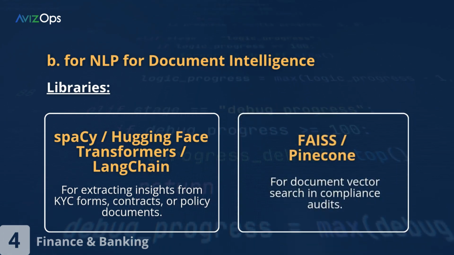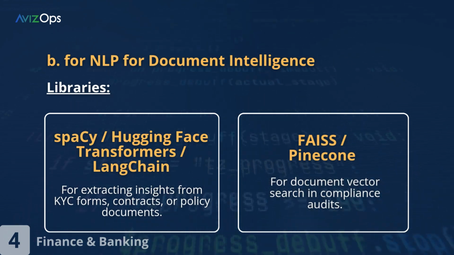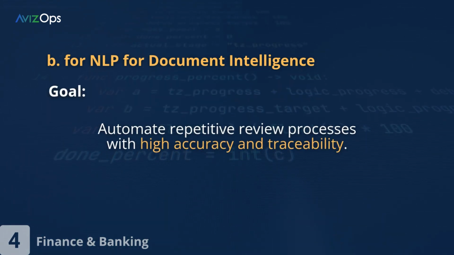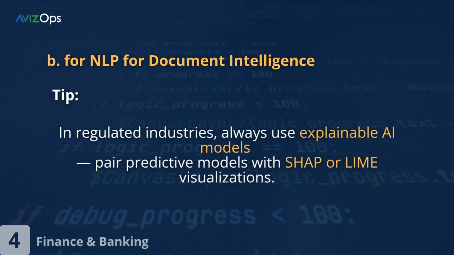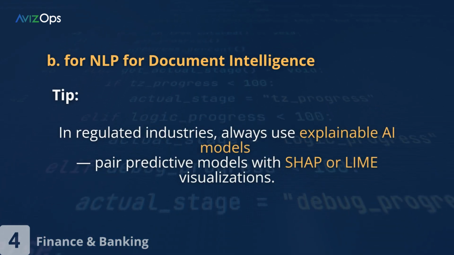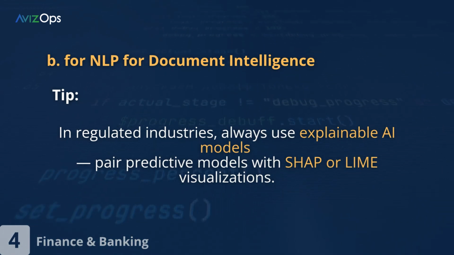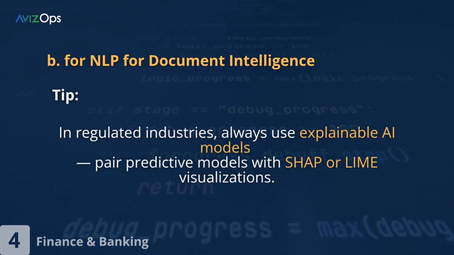FAISS, Pinecone, for document vector search in compliance audits. Goal: automate repetitive review processes with high accuracy and traceability. In regulated industries, always use explainable AI models. Pair predictive models with SHAP or LIME visualizations.